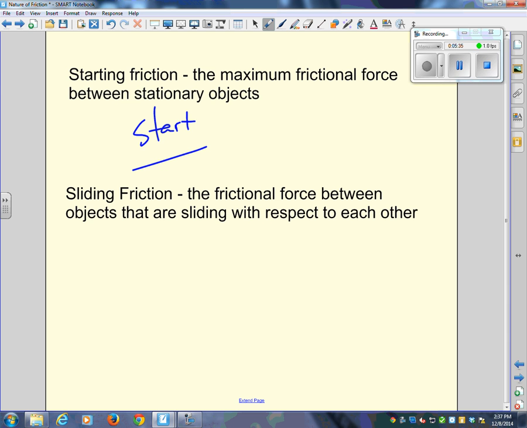Sliding friction is the frictional force between objects that are sliding with respect to each other. So in other words, like if you push a chair across the floor. Okay. There is another one that I don't want you to write down.